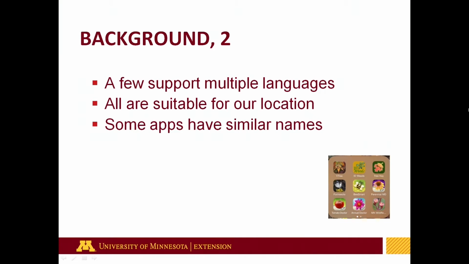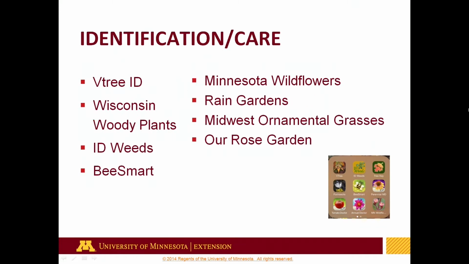Some apps have pretty general names that are kind of similar to other apps' names. In fact, some of the names are very similar to games. So that's why the resource at the end with actual links to the apps can be very helpful, because some of them, if you search for them by name, you might have to wade through a lot of not appropriate apps. So the first 8 we're going to talk about are mainly on identification and care of various plants.